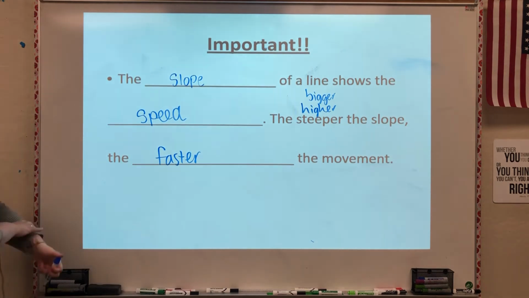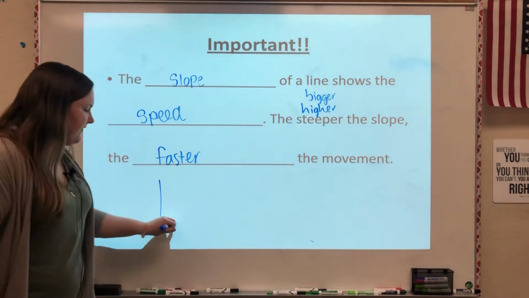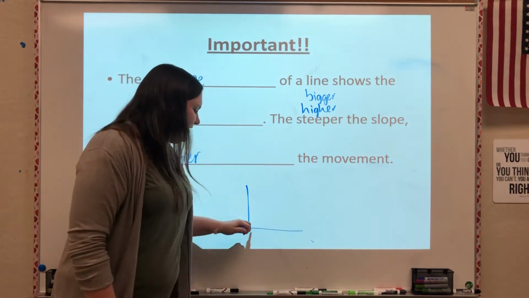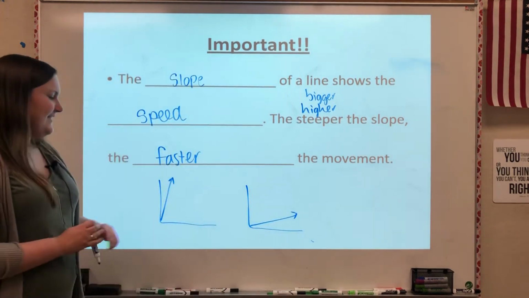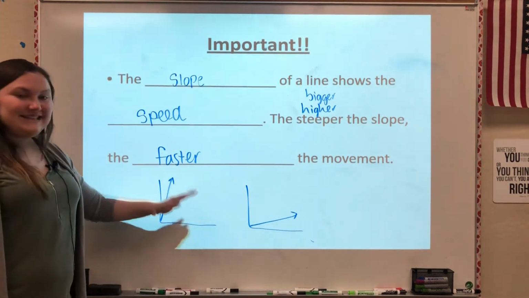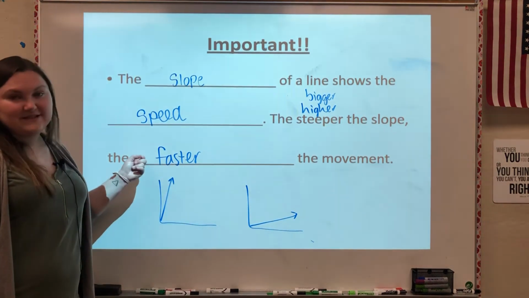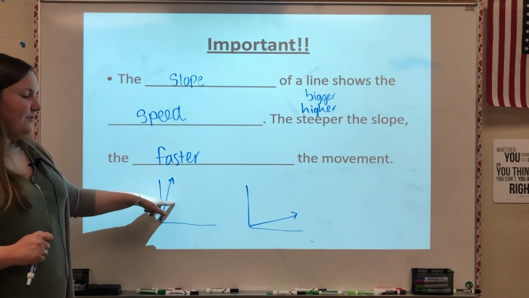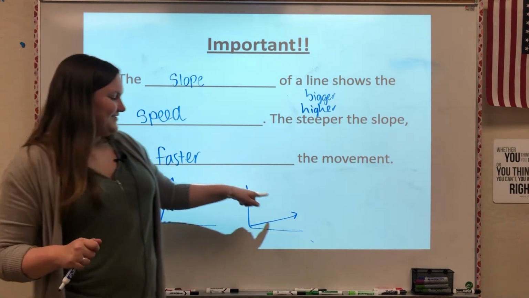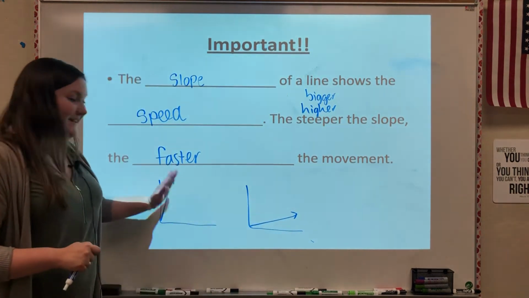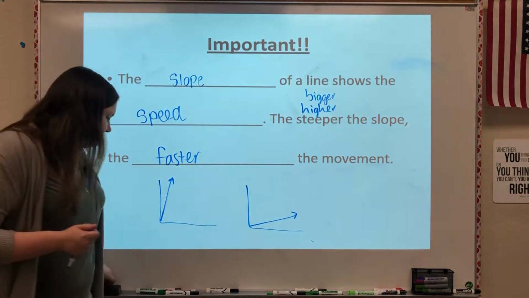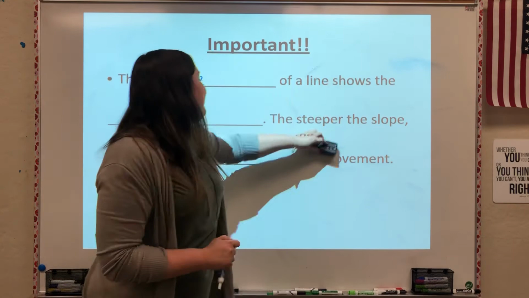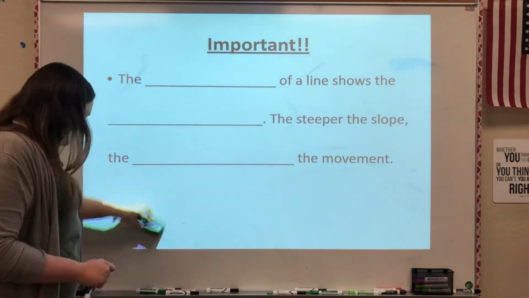So if I'm looking at a distance time graph and one of my lines looks like this and one of my lines looks like this, the higher that line, the bigger the slope, means the faster they're moving. I don't need any other information. I know whoever's in this graph is moving faster than whoever's in this graph just because the line is higher. I'm going to go ahead and erase this, and it is time for you to try two practice problems.